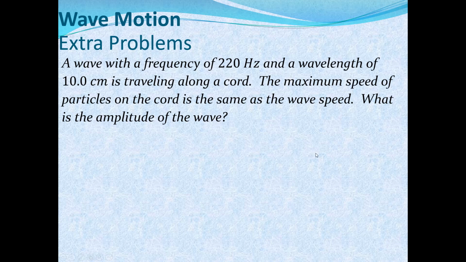Alright, so they want us to figure out the amplitude of the wave. At first, it may not seem like we have enough information. However, first, they give us a frequency and a wavelength. I can use these two numbers together to figure out what the actual wave speed is. So using v equals f lambda, I get that the wave speed is 22 meters per second. Now, here's the key thing. It tells me that the maximum speed of the particles is the same as this. And then they're using that to refer to the amplitude.